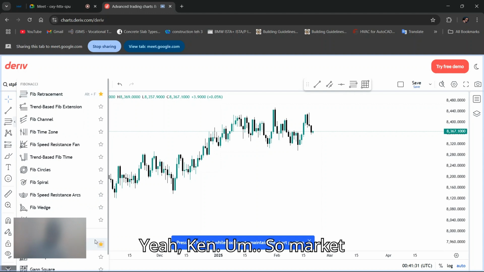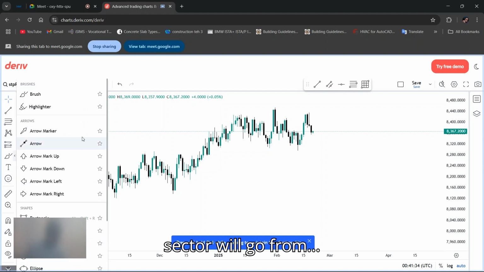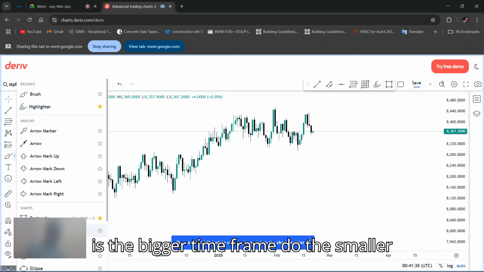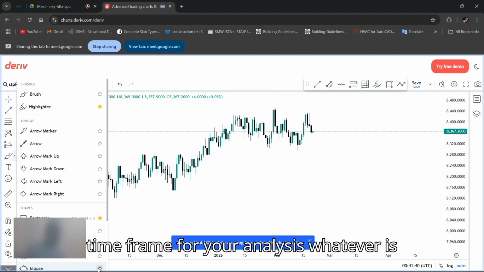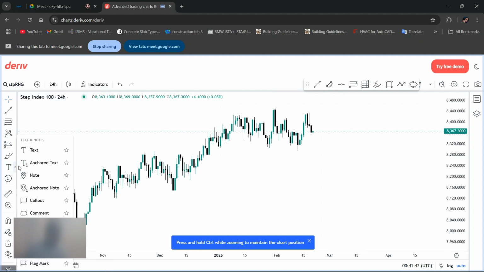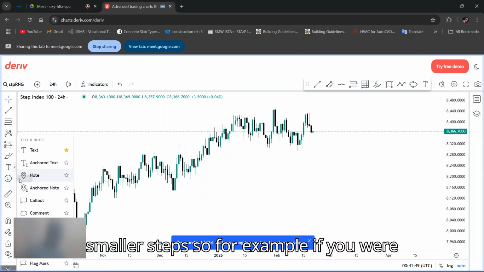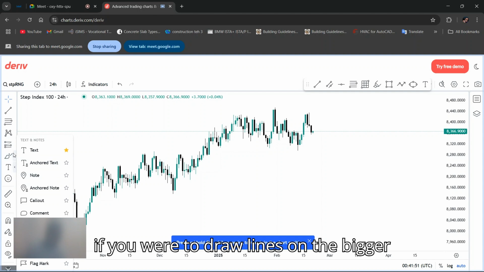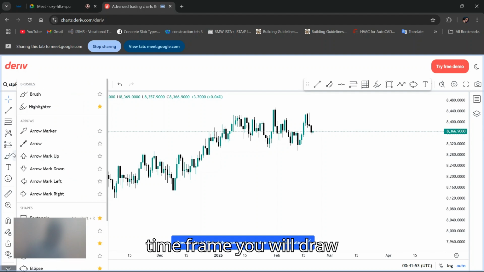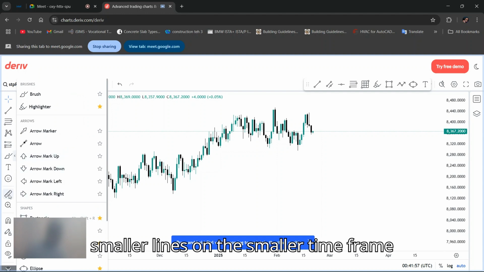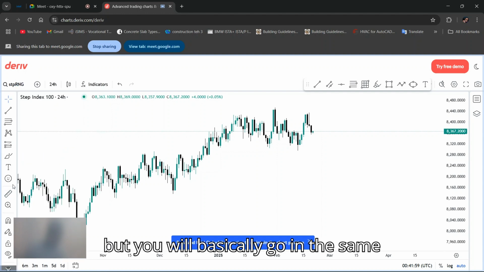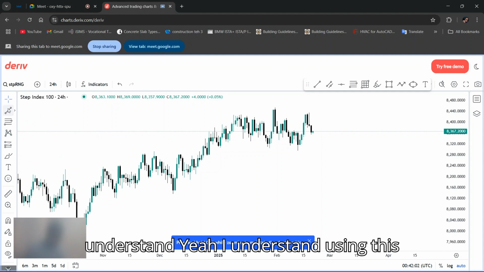Yeah, Ken. So market structure goes from the bigger time frame to the smaller time frame for your analysis. Whatever is happening on the bigger time frame is happening on the lower time frame, but in smaller steps. So for example, if you were to draw lines on the bigger time frame, you will draw smaller lines on the smaller time frame, but you're basically going in the same direction, an up and down pattern. If you understand what I'm saying.